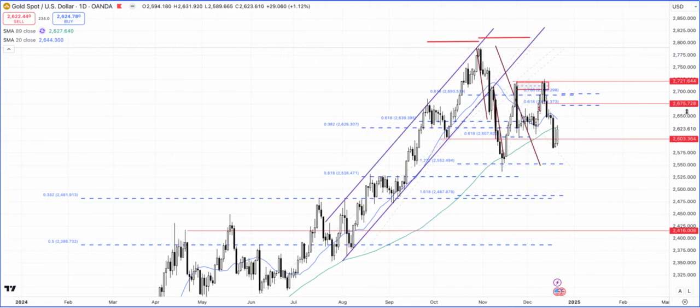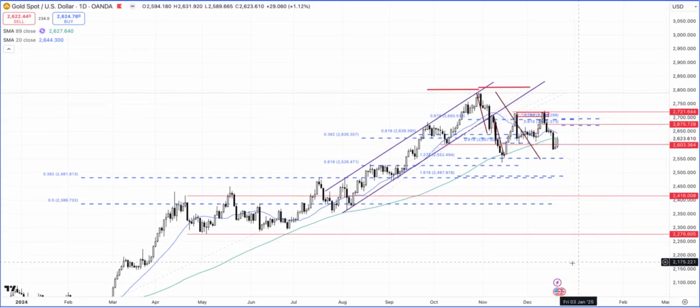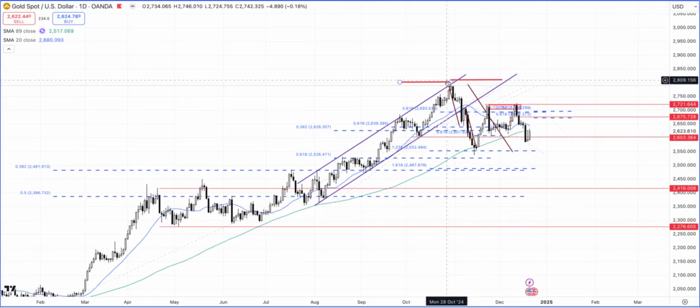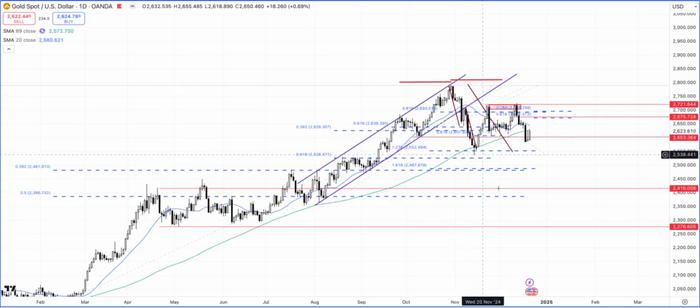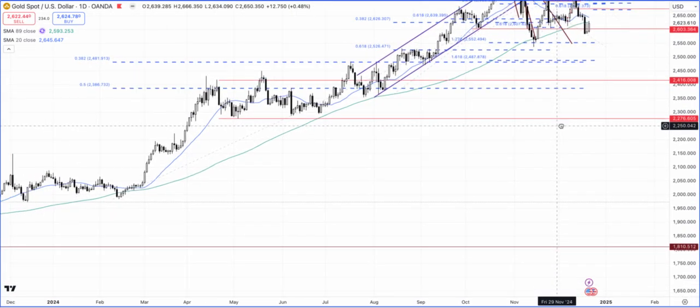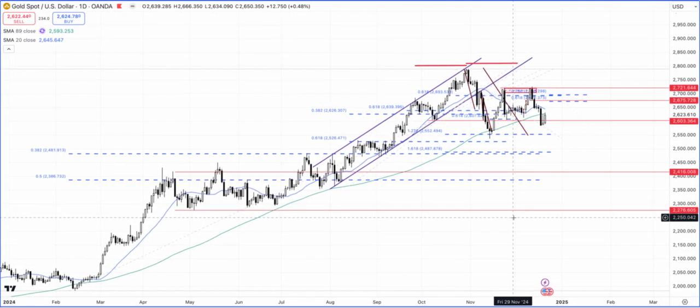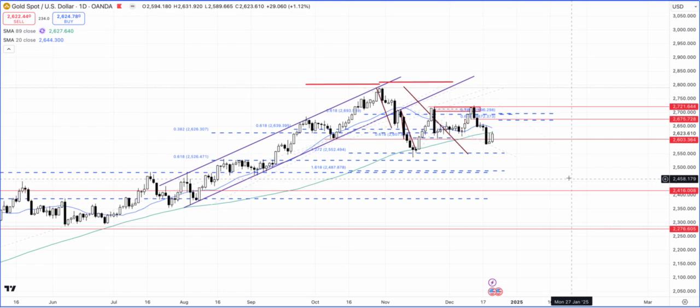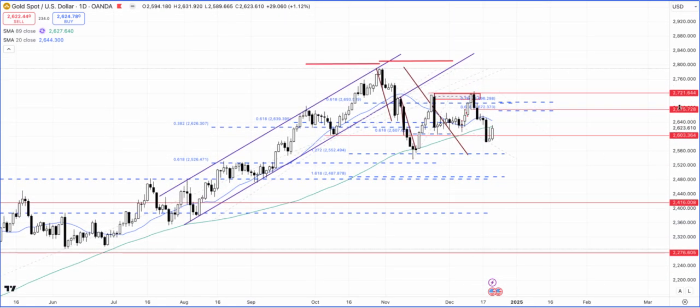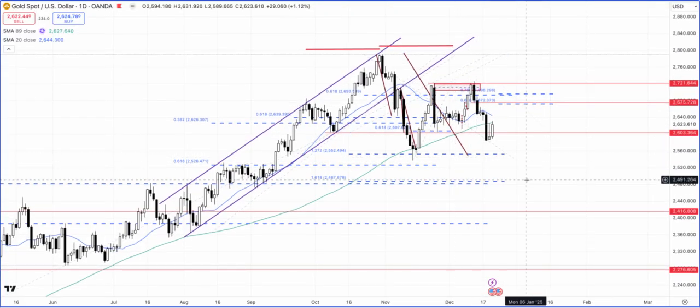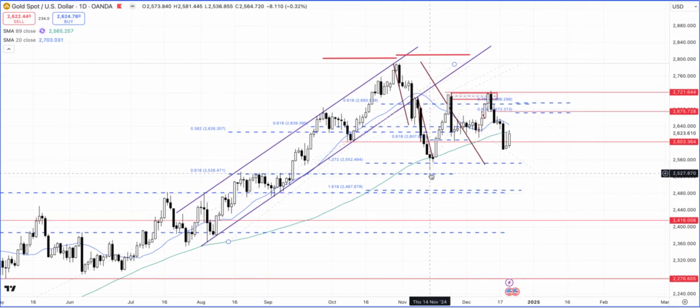Now on the positive side, what we have is basically this ABCD in brown line, which completed, and then we have seen this move higher in gold, but it got stopped right here, which is a double top formation. It still needs to be confirmed. As long as this low is not taken out, it still needs to be confirmed. So this is what we are watching in the gold market.